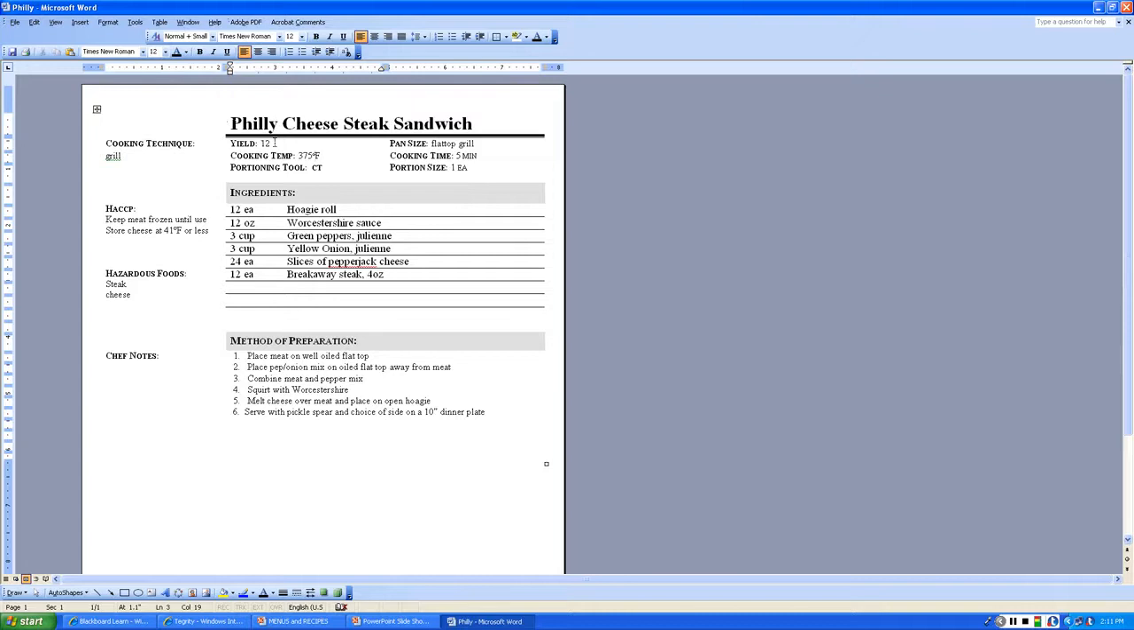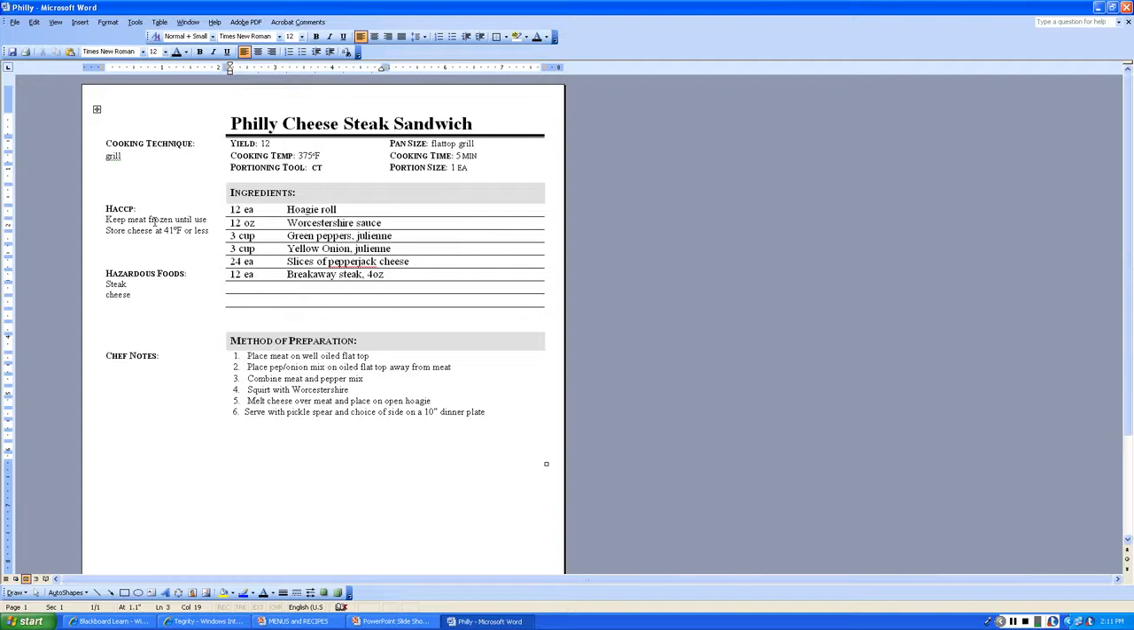It yields 12. The portion size is 1 each, so it yields 12 sandwiches. We're cooking it on a flat top grill. The cooking temperature is 375 degrees Fahrenheit. It's going to take 5 minutes to cook. The tool that we're using to portion it is a count. So 1 sandwich per serving. Cooking technique is we're grilling it.